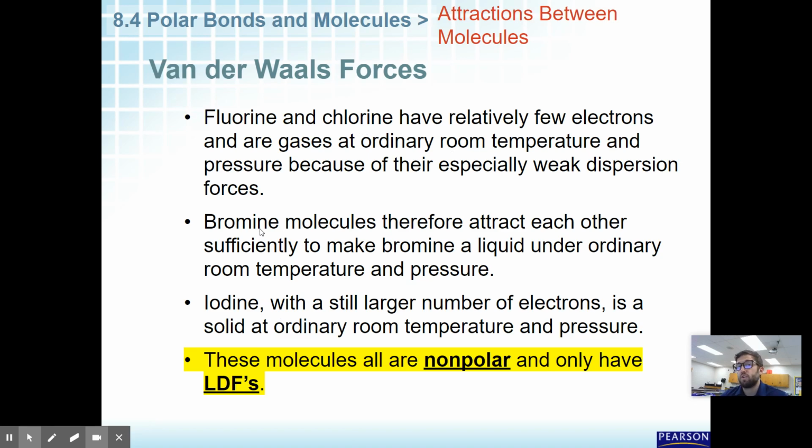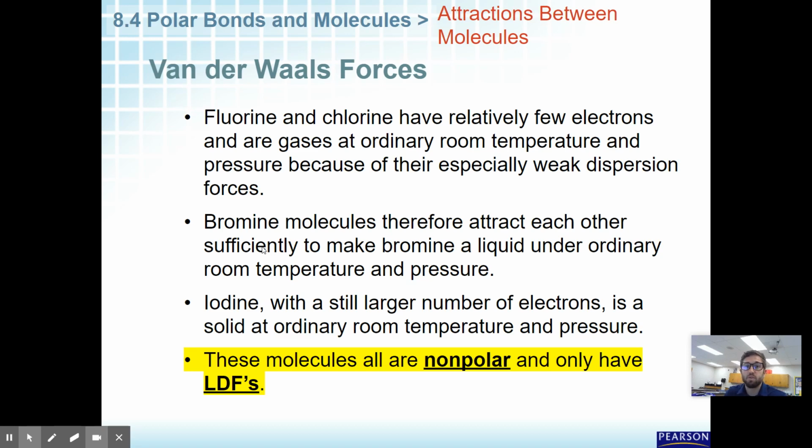When you get to bromine, bromine is a liquid at room temperature. It has more electrons, so its London dispersion forces are stronger, its intermolecular forces are stronger, and the only one it has is the London dispersion forces. That makes the interactions between these molecules stronger, so it's harder to break those. You need to put more energy in for it to go from liquid to a gas, solid to liquid, and things like that.